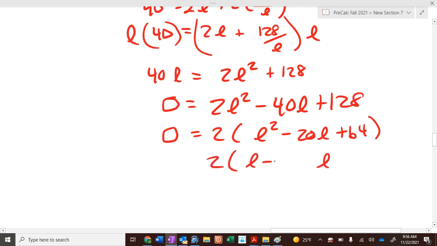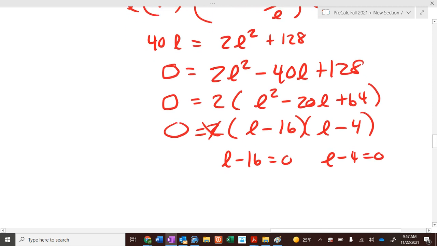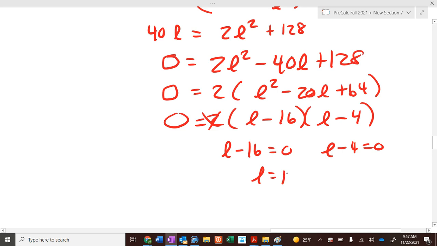L and L, minus and minus, 16 and 4. So L minus 16 equals 0. L minus 4 equals 0. The 2, you just divide both sides by 2, so that just disappears. So the length equals 16, or the length equals 4.